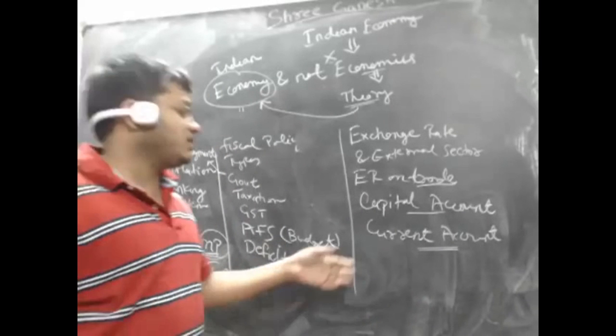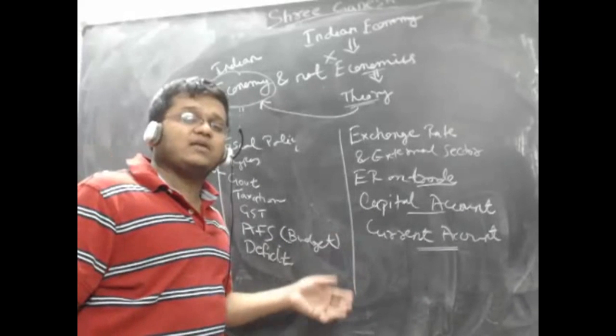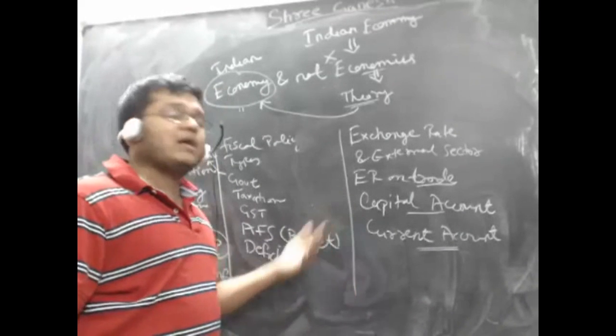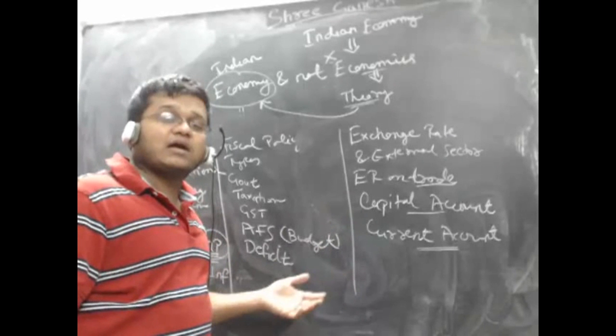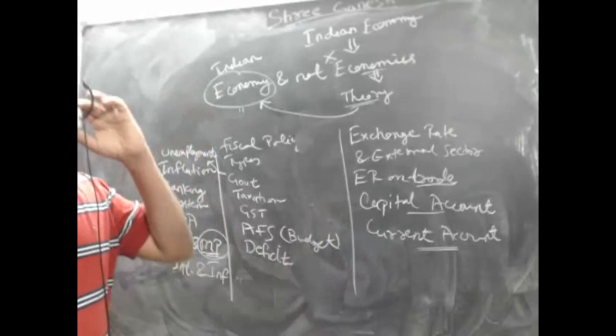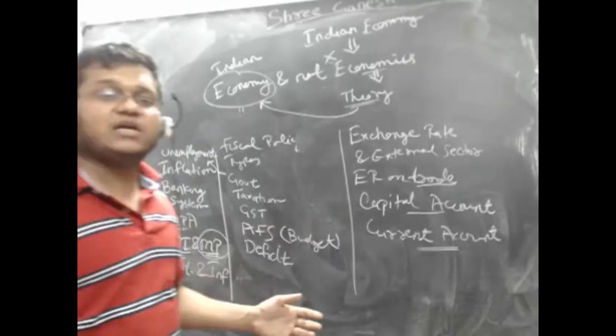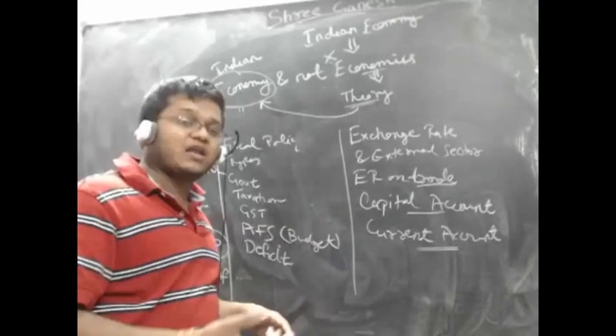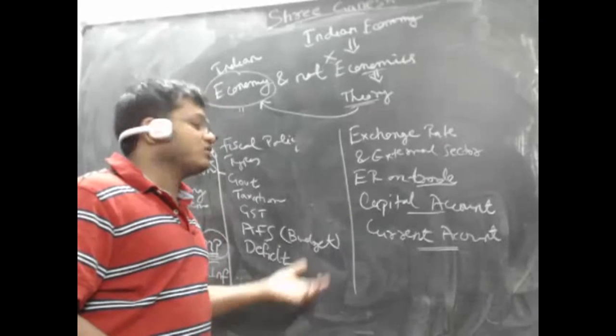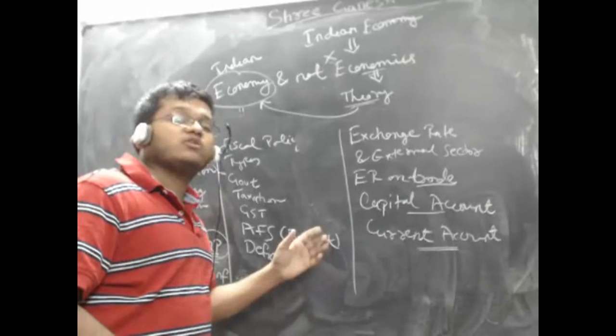Then we will see some of the committee reports that have recommended whether our capital account and current account convertibility should be more or less. So which have favored convertibility, which have not, what is their argument, what is their reason, and what is the implication of this convertibility on the economy.